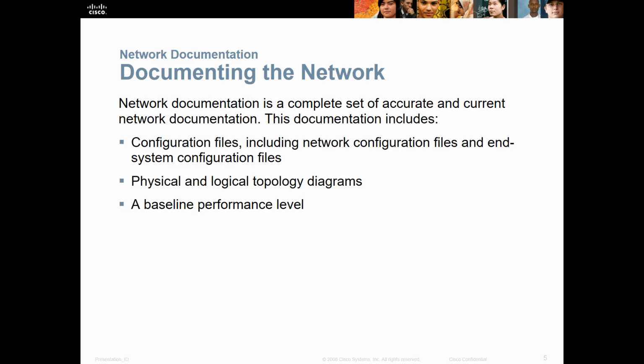Documenting the network. Documenting is such an important thing that most organizations fail to realize how much time can be saved by proper documentation. The crappy part with that is most organizations don't spend the time or energy in having a complete, accurate, and current set of network documentation. So the documentation can include things like the physical and logical topology, baseline performance levels, network configuration files, and in-system configuration files. Those are really important, and organizations don't normally document or record them.